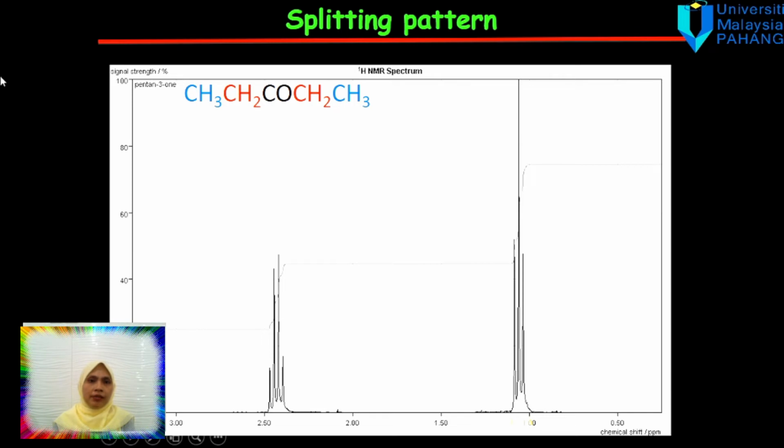For this case, for the CH2 methylene group, the splitting pattern is 3 plus 1. It becomes 4. So a quartet for this signal. Position of the signal, chemical shift.